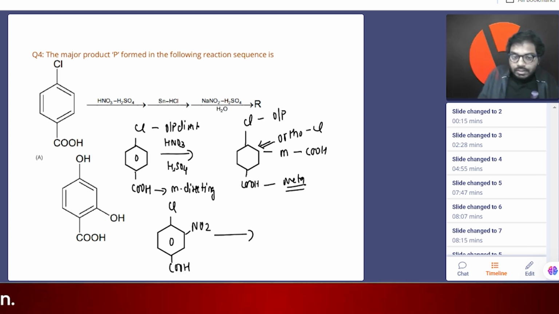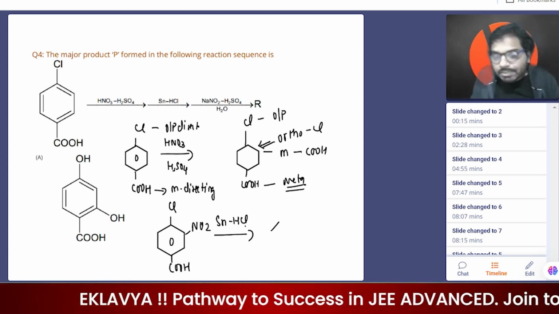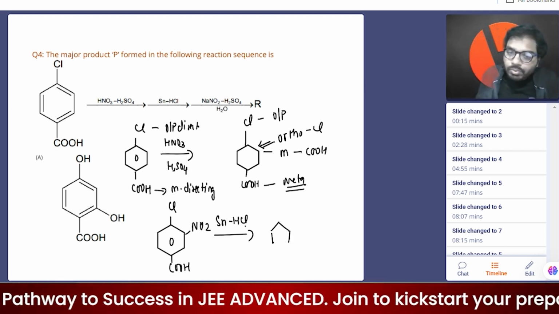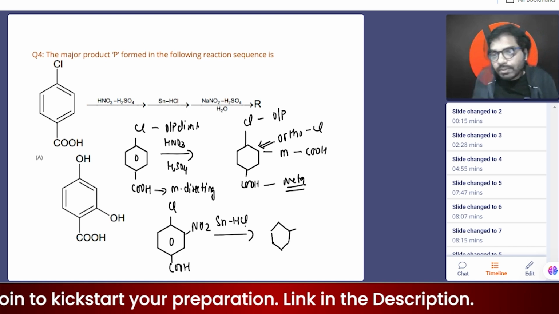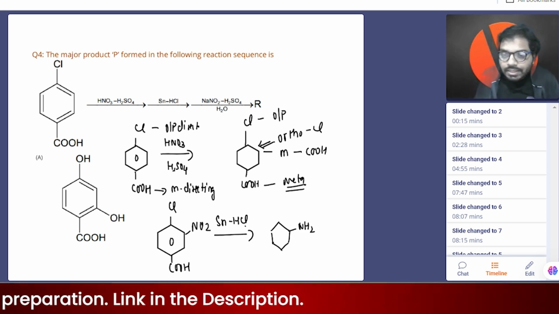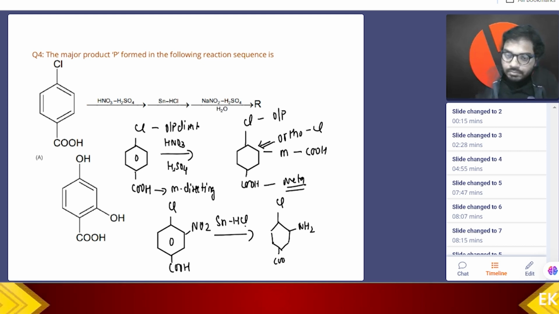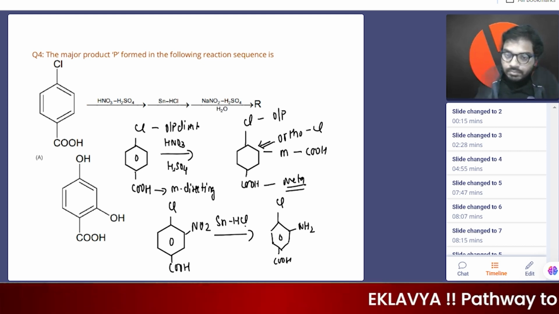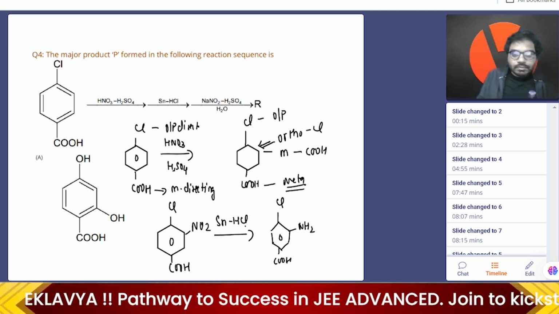This is clear. Now the reduction will take place. Sn/HCl is there, so reduction will take place. So what will happen? The oxygen of this NO2 will be removed and NH2 will be added, as reduction is the addition of hydrogen. So NH2 will form here. Okay. So the NH2 will form here.